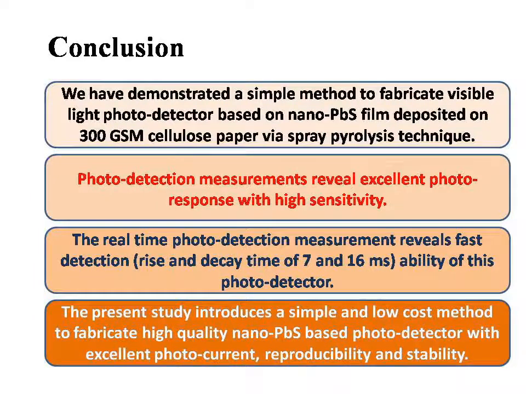So this is a simple method which we have presented in this work, where we can synthesize this photodetector using lead sulfide thin film on 300 GSM paper. This photodetector has excellent photoresponse and photosensitive characteristics, as well as a very fast detection speed, which is 7 milliseconds for the rise and 16 milliseconds for the decay. This photodetector is produced by a simple and low cost method by using spray pyrolysis. Thank you.